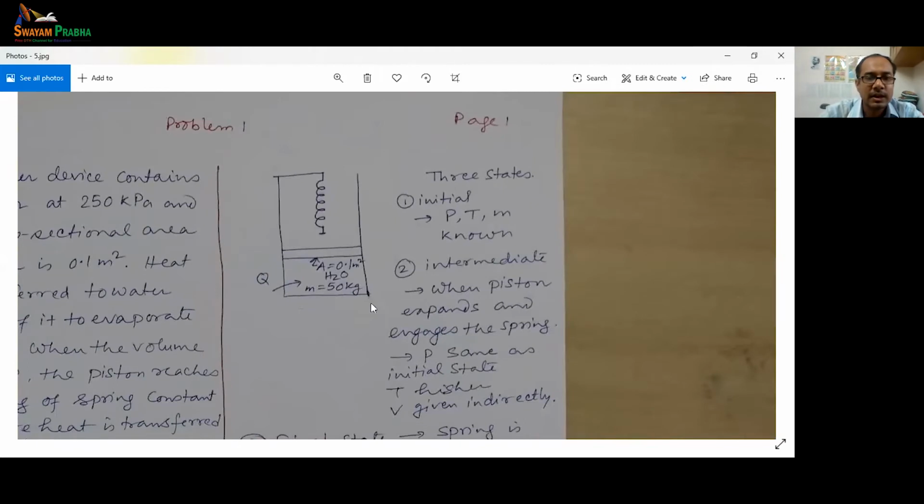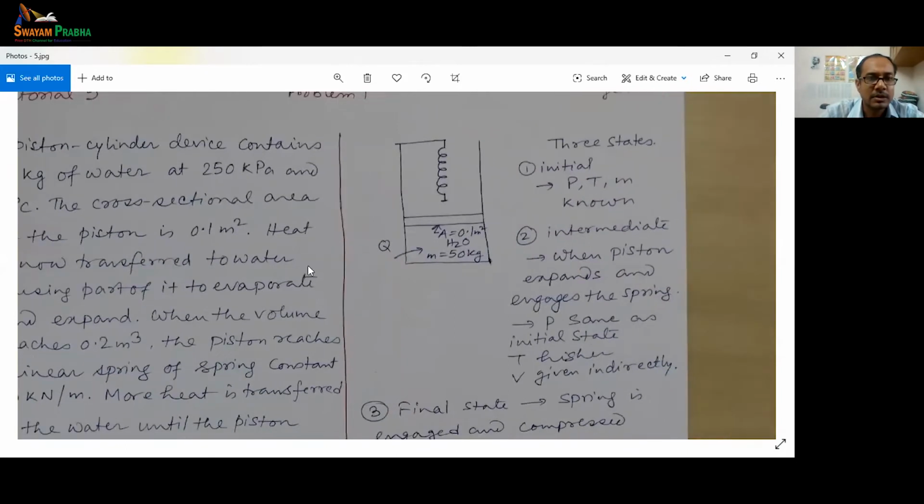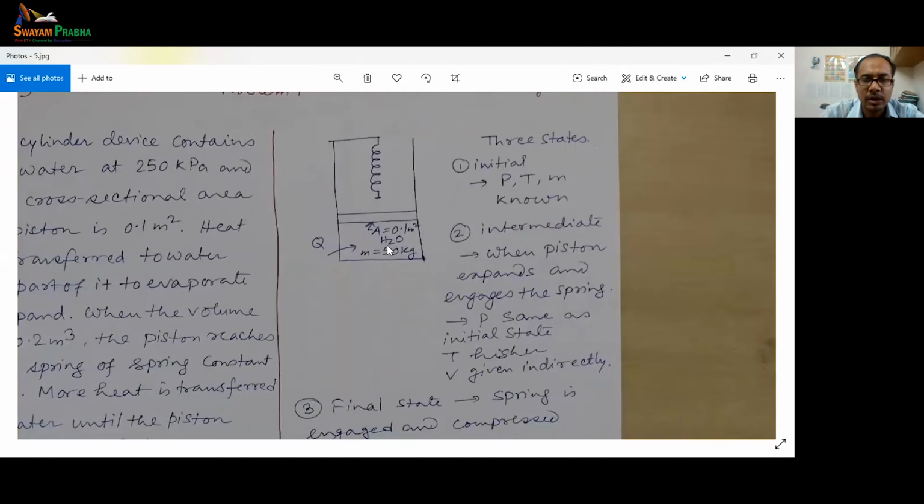Let's look at it now with the physical diagram. So this is the piston cylinder arrangement. Here we have the concerned material, in this case, it's water. To start with, it's completely liquid. Yeah, it's liquid water. The piston is of 50 kg mass, and the area of cross section is given as 0.1 meter square.